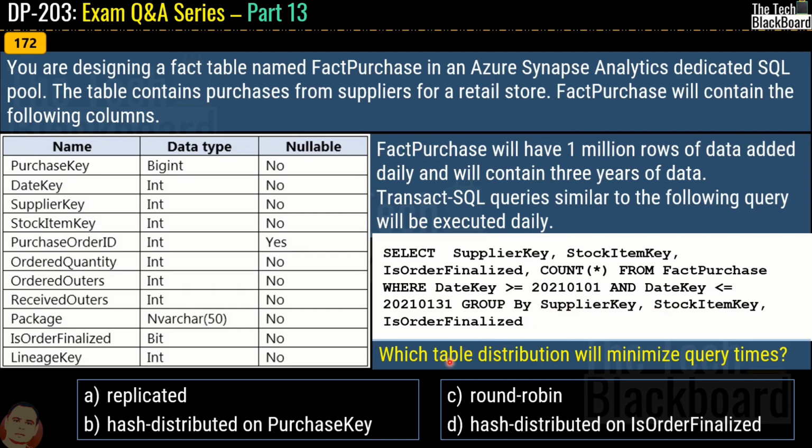Then the question is asking you that which table distribution will minimize the query times. Your options are replicated. Option B is hash distributed on purchase key. The option C is round robin, or the fourth option is hash distributed on is order finalized. And the correct answer for this question is option B, hash distributed on purchase key.